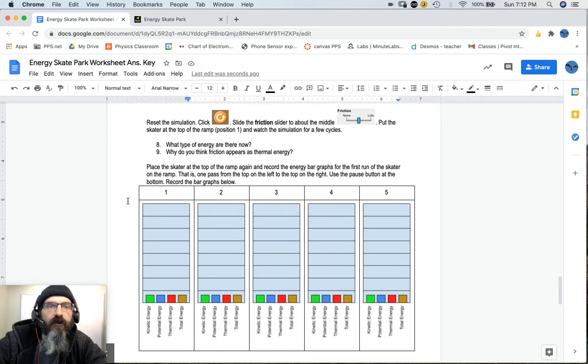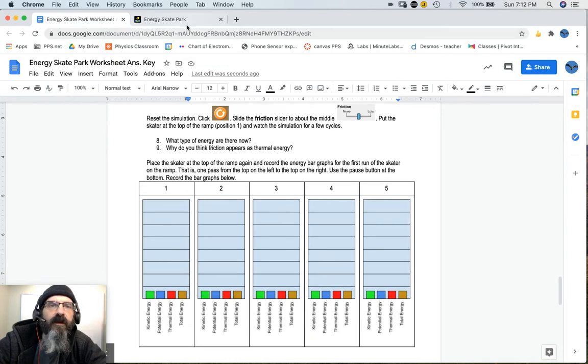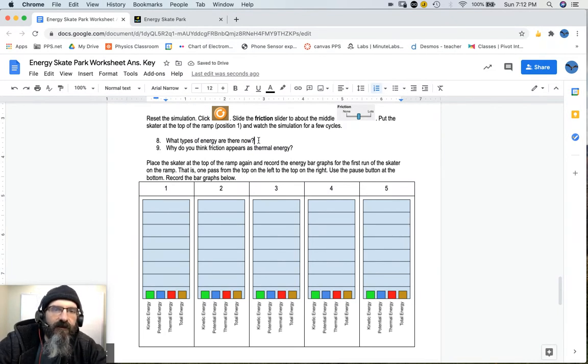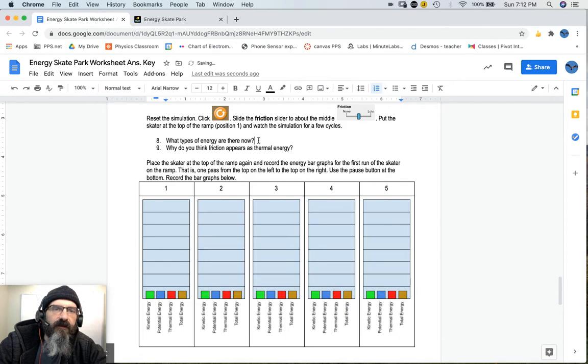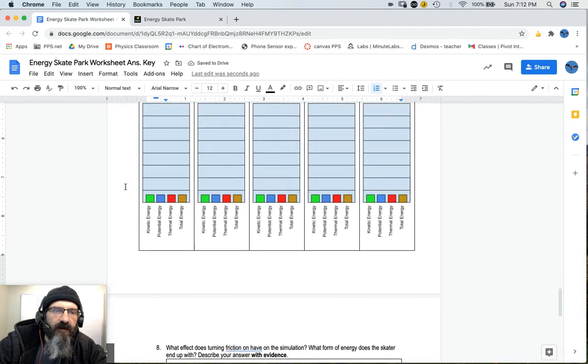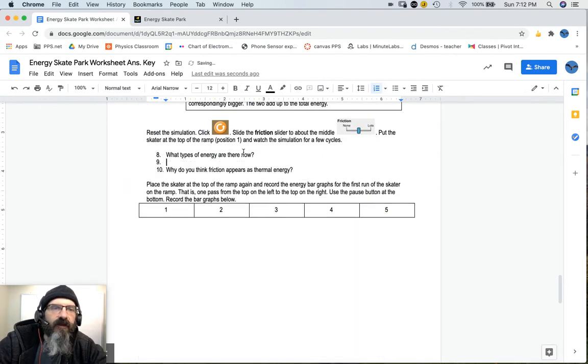All right, reset the simulation. We're going to put our friction slider in the middle. We're asked, what types of energy are there now? Well, it really messes things up when you do that. Okay, what types of energy are there now?